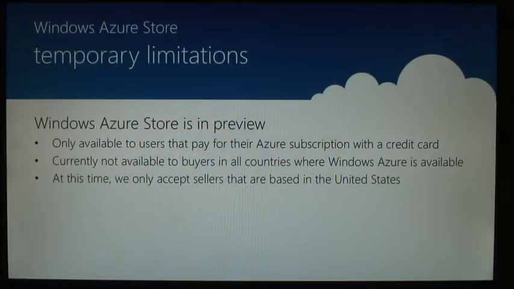And at this time, we can also only accept sellers that have businesses in the United States. So if it's a Swedish company, for instance, they have to have a subsidiary of some kind in the US to be able to enter the store at this moment. This is, of course, also something that will change over time.